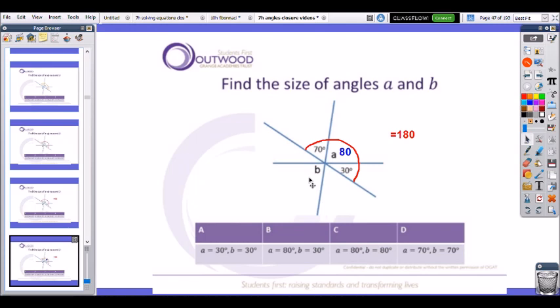So what would angle B have to be? Well, we've got two straight lines intersecting each other, we have opposite angles, so B is 80 degrees because they're vertically opposite, so C is my final answer.